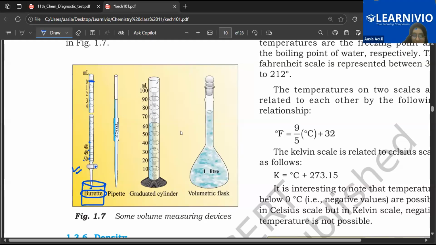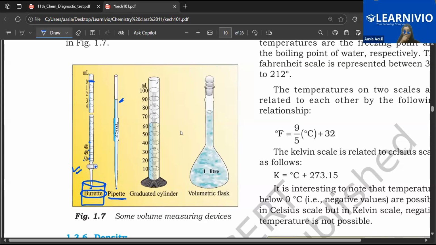Second one, again, this is a volume measuring device, which is known as a pipette, and this is used for taking a very small amount of liquid or solution. A pipette comes in 25 ml, 20 ml, 10 ml sizes, this type comes. Now here you can see there is an opening here, and here there is an opening.